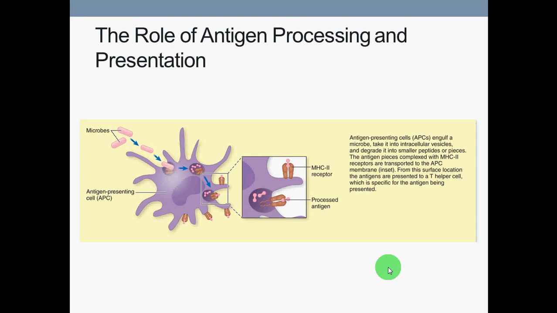Once they've processed the microbes and found these molecules that would be good as antigens, they put those antigens on the surface of the cells, bound to one of the MHC receptors. Again, MHC2 is the one that's primarily involved in antigen presentation. As the MHC2 markers are being put together, they bind to the antigen, and now those MHC2 receptors with the antigen bound are on the surface of your antigen-presenting cell.